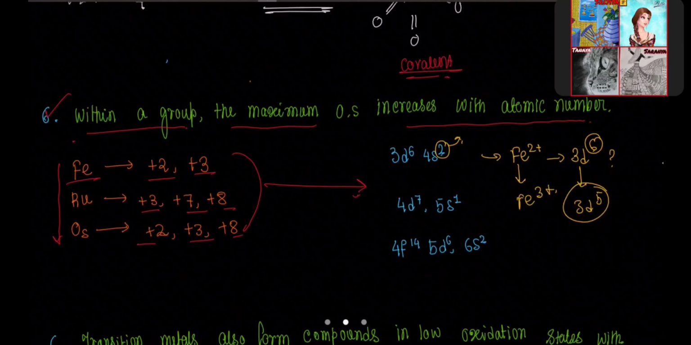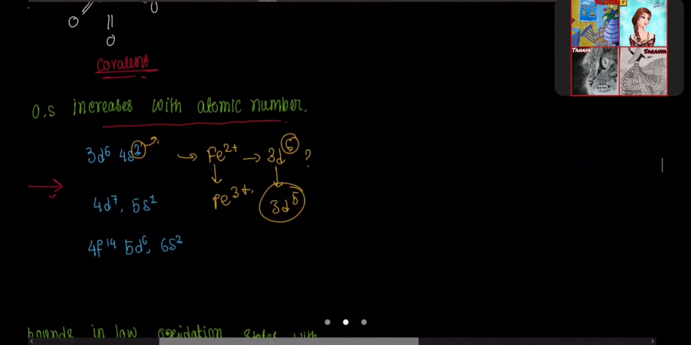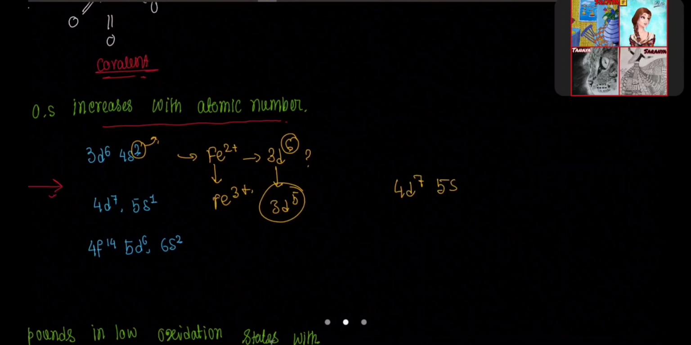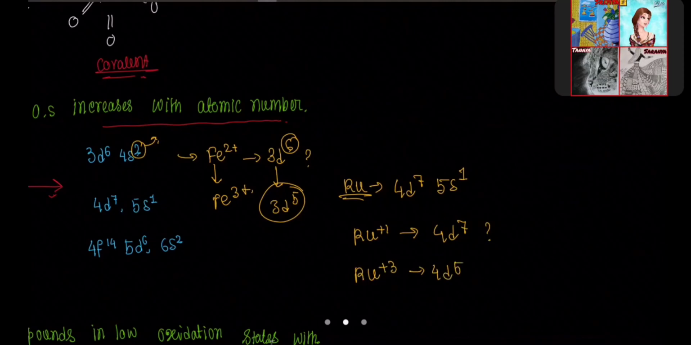Now if you look into ruthenium over here as well, there are some variable oxidation states. How are you getting +3? Over here you can see one electron from 5s and two electrons from 4d. Let me show you. Ruthenium is 4d7 5s1. If I show you +1 oxidation state, it would be just the 5s electron gone. Is it stable? No, it is not. So it would go to +3, because then 4d5 is a stable configuration. That's why +3 is seen over here.